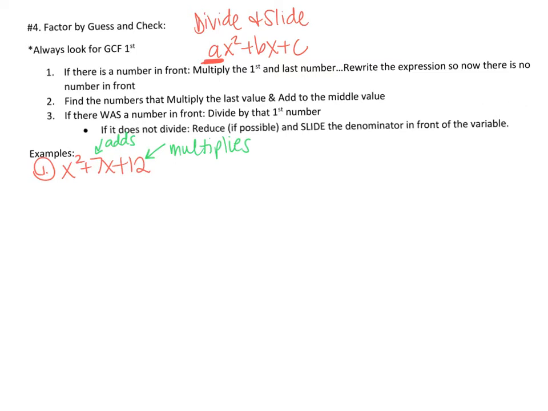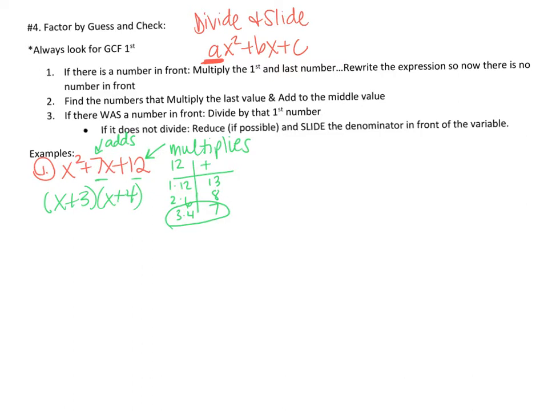So I want to come up with two numbers that multiply to 12. Sometimes people will make a little chart and say, what numbers are going to multiply to 12? Let's list them out: 1 times 12, 2 times 6, 3 times 4. Then we want to add them together. 1 plus 12 is 13, 2 plus 6 is 8, 3 plus 4 is 7. Oh, look, I'm supposed to add to 7 and multiply to 12, found it: 3 times 4. So my answer would be x plus 3 and x plus 4. That's what we call our table method.